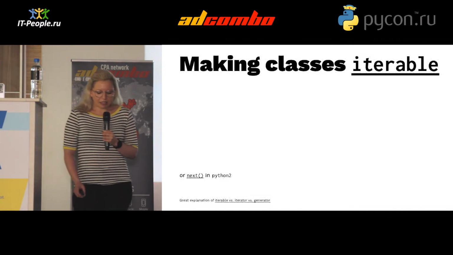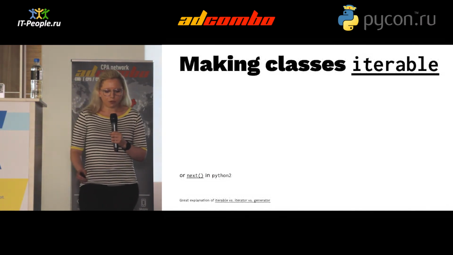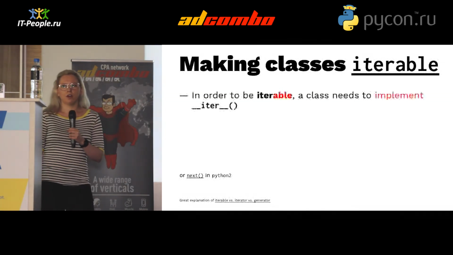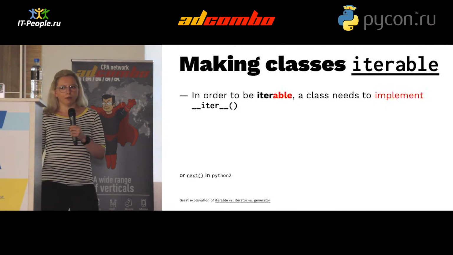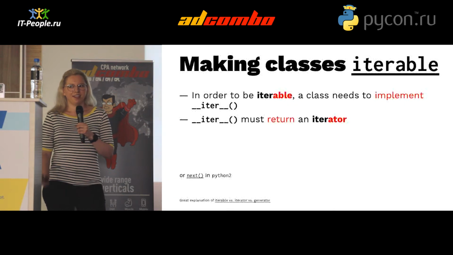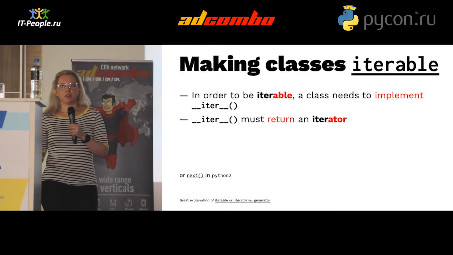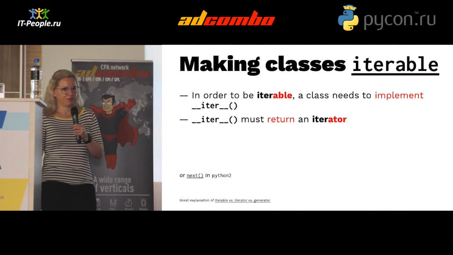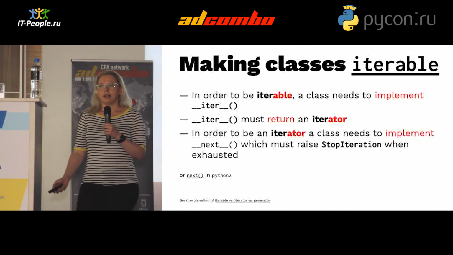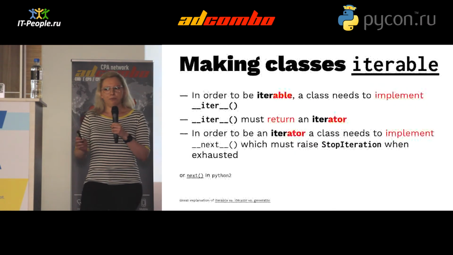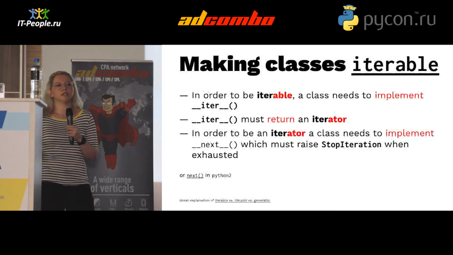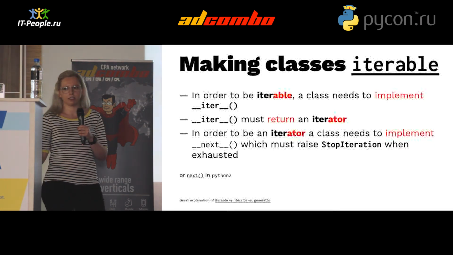So something that can make complex code pretty readable is by making your classes iterable. And in order to be iterable, a class needs to implement dunder iter. Now, what dunder iter returns must be an iterator. So sometimes these terms are a little bit confusing. Now, in order to be an iterator, the class needs to implement dunder next, which must raise the stop iteration when that iterator is exhausted.